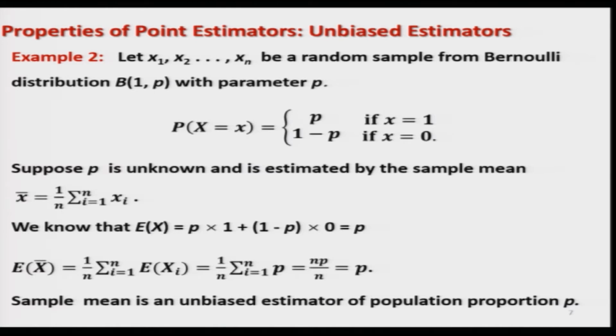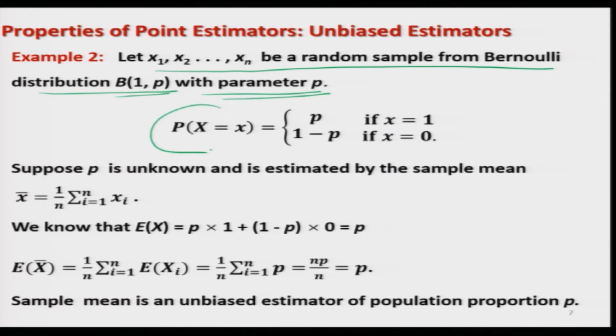Suppose let x1, x2, ..., xn be a random sample from a Bernoulli distribution, which is indicated by binomial(1, p) with unknown parameter small p. So, this is the probability mass function of the Bernoulli distribution. Since the parameter p is unknown to us, suppose somebody informs us that p can be estimated by the sample mean x bar equal to 1 upon n summation i goes from 1 to n xi.